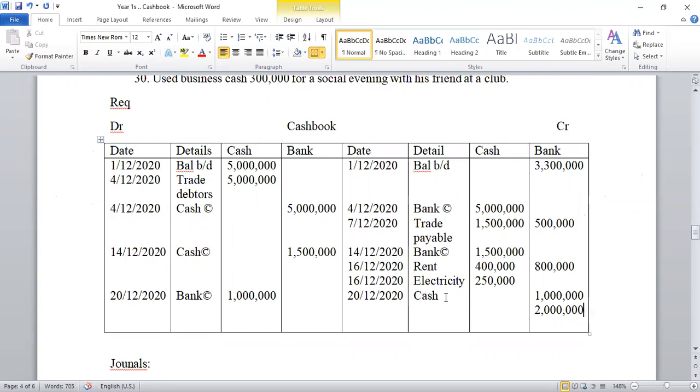Then you ask yourself which other account is involved. It is the loan account. So come and say loan account, or you can call it retirement loan. Whatever the case may be, it's the same thing. Then the date was 22nd.